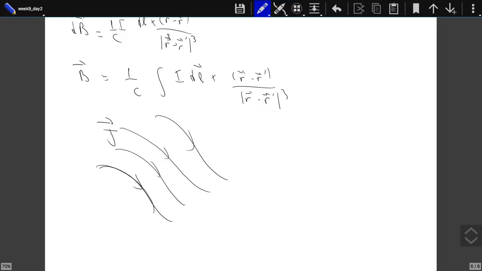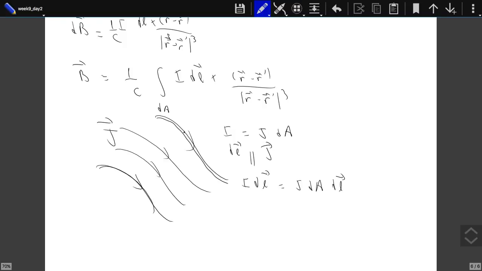Now what we can do is consider this as a collection of many infinitesimal wires. So we can imagine this segment, which has a cross section, let's say dA. Then I in this case will be just J times dA. Furthermore, dL will be in the direction of J. So I times dL, a vector on the left-hand side, will be equal to J times dA times dL.